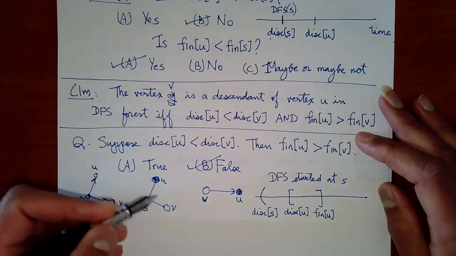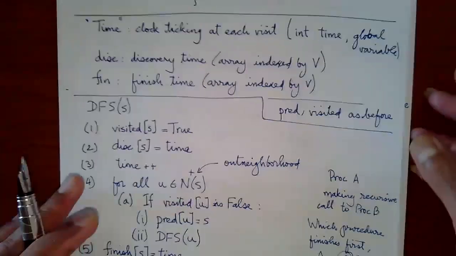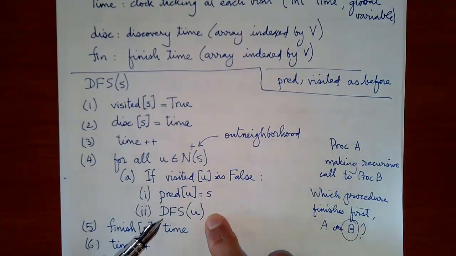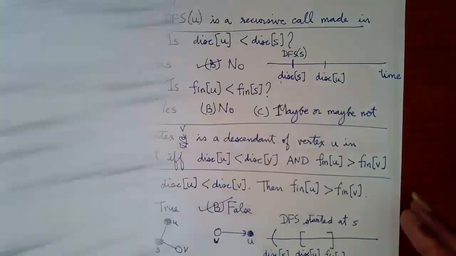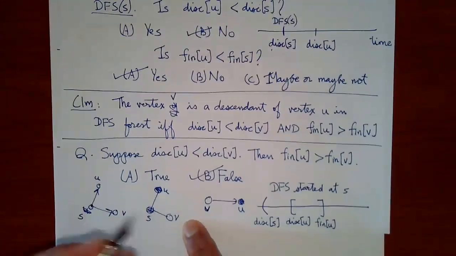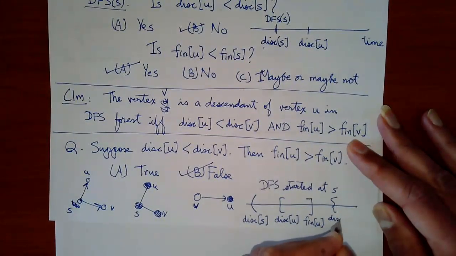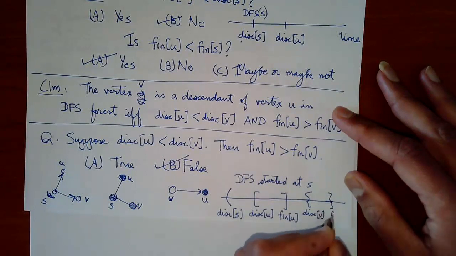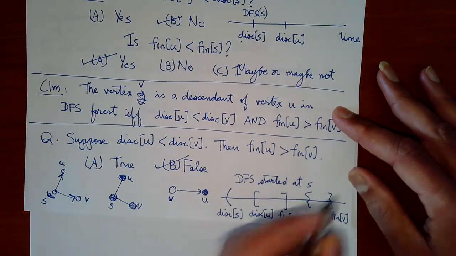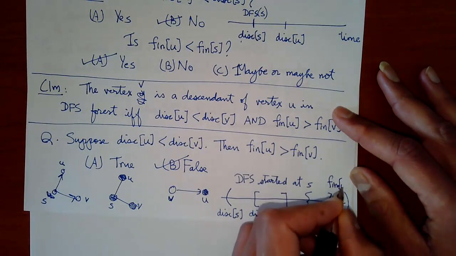So then it goes back. Why does it go back? Let's look through the code of DFS of S. It calls DFS of U, that terminates, so it comes back and then moves to the next neighbor. That next neighbor is V. So this will be the discovery of V, which will terminate. So this is the finish of V. And then finally everything terminates, and this will be the finish of S.